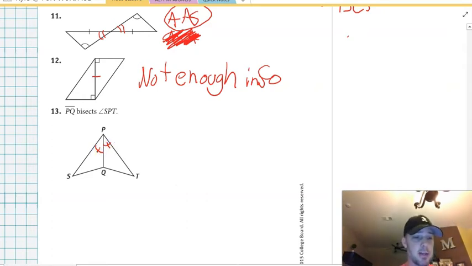Do I have any additional information on this one? So conveniently, I do have shared sides again. So it looks like each triangle has two pieces. Do you see any vertical angles? No. Do you see any parallel lines? No. Do you see any definitions? Well, we already put bisects. We already labeled that part. That's all we got. Not enough info.